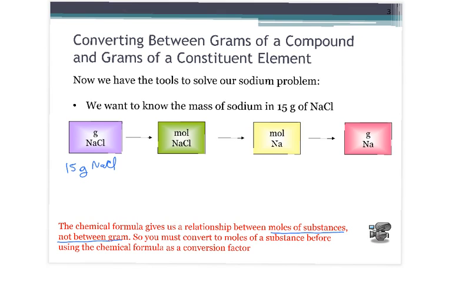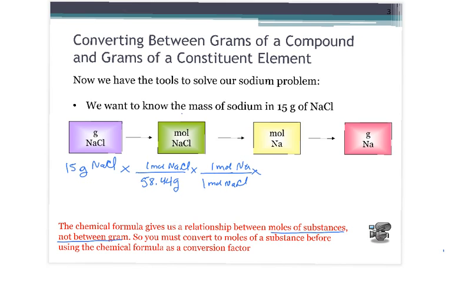So you must convert to moles of a substance before using the chemical formula as a conversion factor. And so that's why we're adding this step. So we want to go from grams of sodium chloride to moles, and we use the formula mass for sodium chloride that we calculate from the periodic table, so that we have 58.44 grams of sodium chloride for every 1 mole of sodium chloride. Now we can use the chemical formula as a conversion factor. For every 1 mole of sodium chloride, we have 1 mole of sodium. Okay?